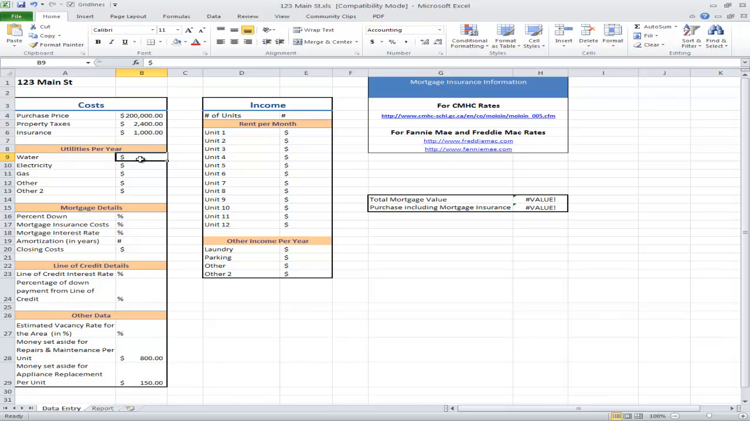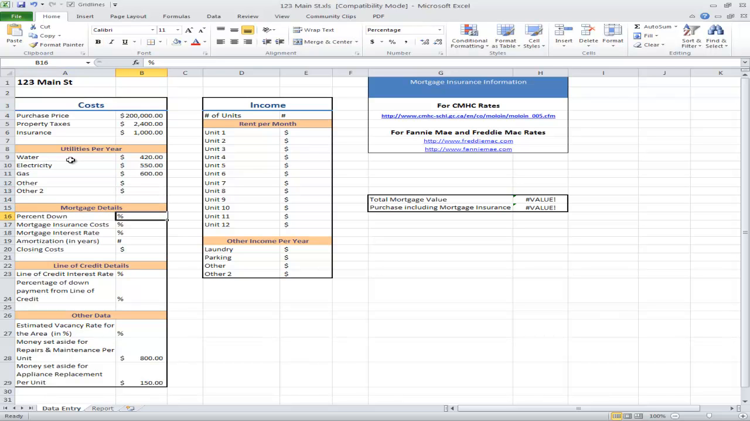Now some buildings you'll pay for the utilities, other buildings the tenants will. So if you're paying the utilities, put the numbers in here. If you're not, you don't have to worry about it. So the water goes in. Let's say per year you're going to pay about $420 in water. Electricity, maybe a little bit higher. Let's say $550. Gas, if you're having the place heated with natural gas or whatever, let's say $600 per year. And I've left two other spots where you can put in other expenses, other utilities that I may not have accounted for.